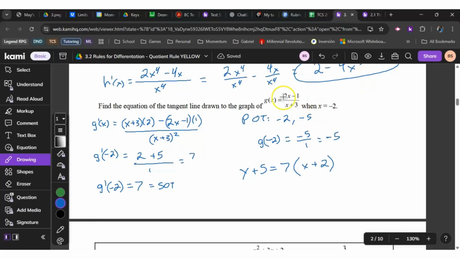So what I did is I plugged -2 into the original equation. 2 times -2 is -4, minus 1 is -5, over -2 plus 3 is 1. So my G of -2 is -5. 2 times -2 is -4, minus 1 is -5. Times -1 gives me plus 5. It's minus -5.